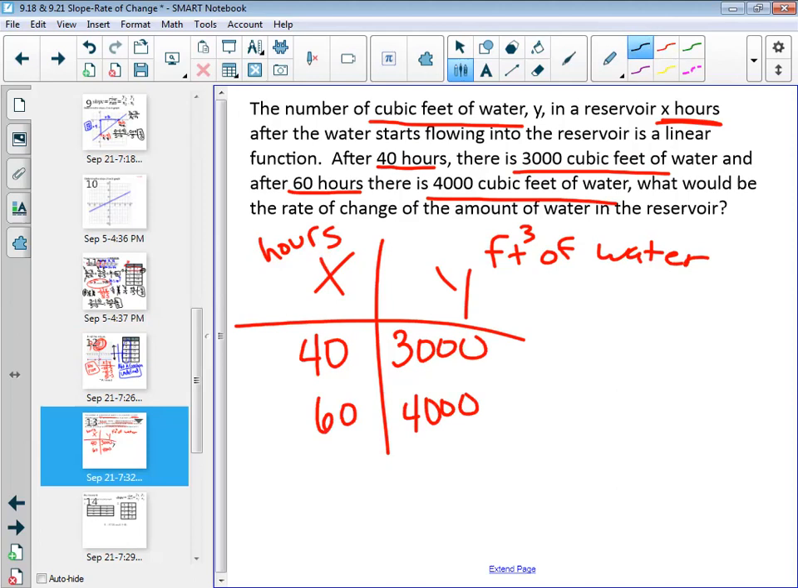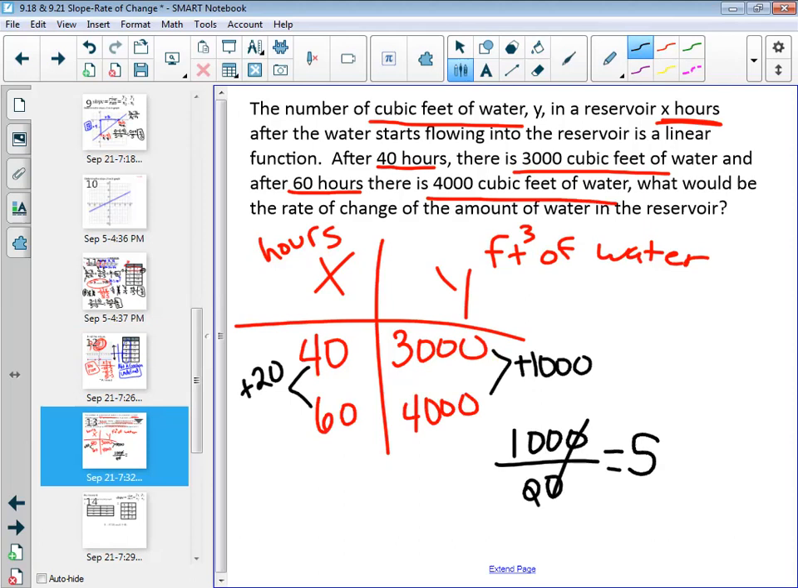So here, how do I get from 3,000 to 4,000? Add 1,000. How do I get from 40 to 60? Add 20. Then divide. 1,000 divided by 20. The zeros cancel. 100 divided by 2 is 50. So my slope here, my rate of change would be 50.